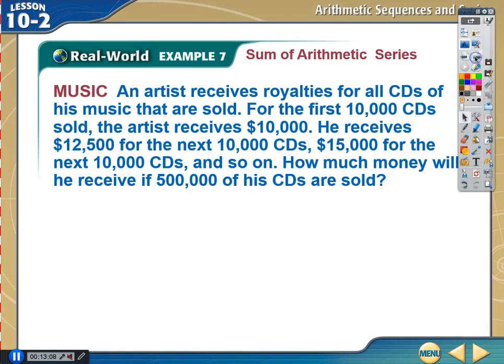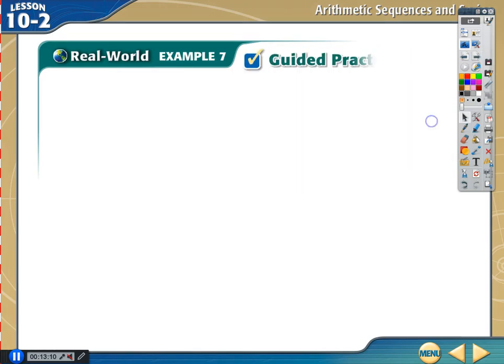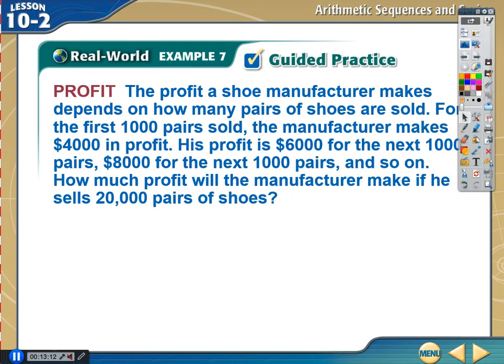I want you to set it up. So here we go. This time I have a profit for a shoe company. I want you to set it up. Write it all the way out. You don't have to get the number if you don't have a calculator at home, but I want you to write it out just like I wrote it out before I got how much I made. Same thing. I'm going to pause the video. You're going to do it on your own.